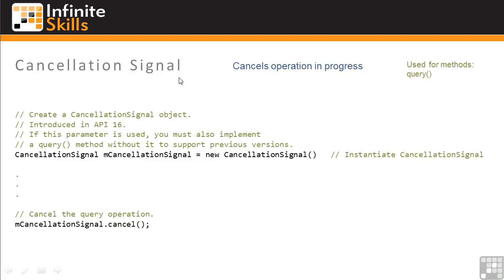The cancellation signal class and object provide the capability for a content interface function to stop the processing of a query method while it's still retrieving data. This is useful for stopping long-running queries if there are problems for some reason and there's no need to finish. Cancellation signal was introduced in API 16, and if you need to retain compatibility with releases before API 16, you need to implement a version of the query method without it in addition to the query method that uses it. To create a cancellation signal object, use the constructor as shown here, and to cancel a query, use the cancel method as shown here. Cancellation signal isn't used in the Notepad app.